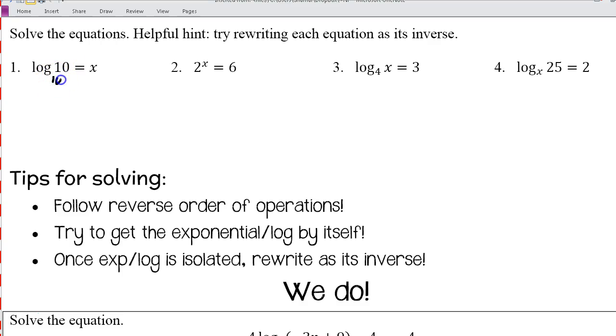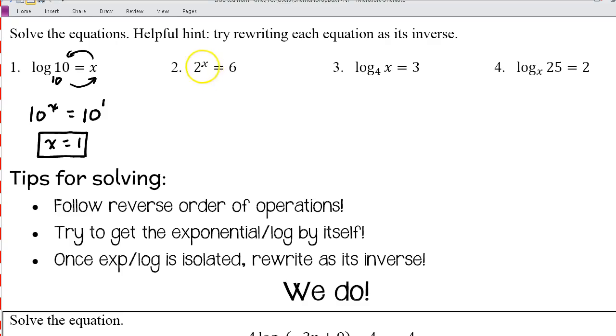So for number 1, if there's no base, remember it's a base of 10. So I'm going to rewrite this in exponential form, which would give me 10 to the x is equal to 10, and my exponent here is really 1. Normally we don't write it, but once we do write it here, we can see that x is going to be equal to 1.